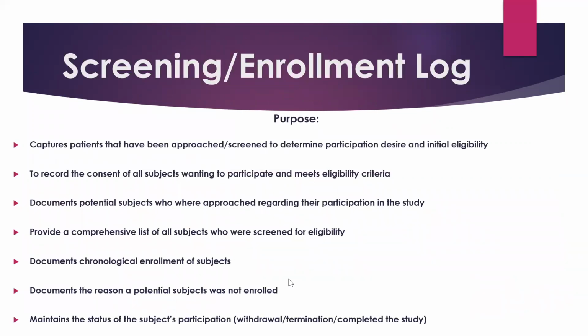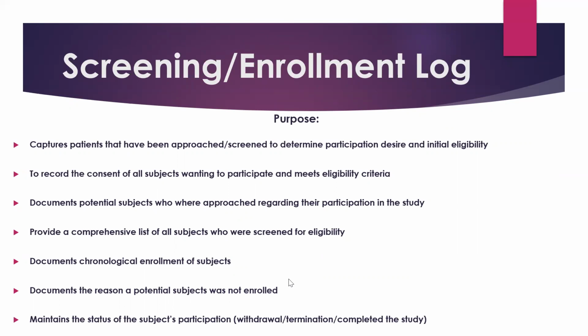So here, I think we've covered most of this, but it captures patients that have been approached, screened, or a combination of these, whether you keep it separate or not. It tells us who we've talked to, who we screened, if they have a desire to participate, and if they meet initial eligibility. Also, it provides a comprehensive list of everybody that we talked to.